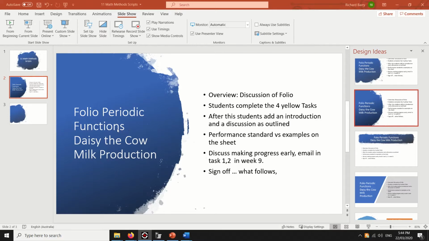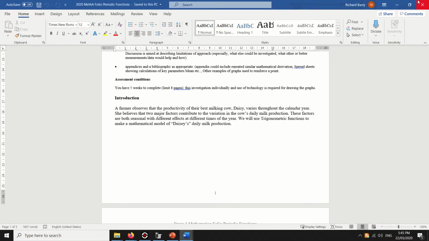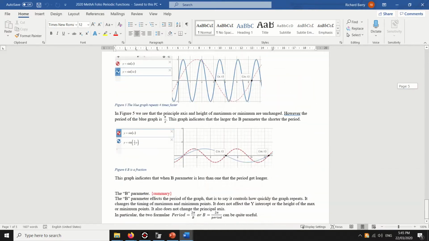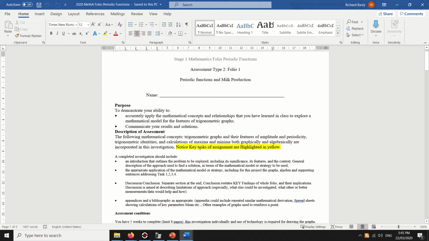This video is going to do a brief outline of your folio due this semester, so we're going to discuss and give people a rough idea of what's involved, and that's what I'm going to do now. So first of all, I'll leap to the question sheet. Now, it can be a bit daunting to open up a question sheet that goes on for pages. I'd just like to remind people first up that the key tasks that students need to do are what's highlighted in yellow.